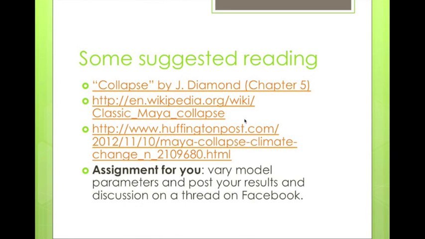Here's some suggested reading. There's chapter 5 in the book Collapse by Jared Diamond, which I think has a very nice portrayal and a little bit of a historical perspective. And there are a couple of other readings that I want you to do that are online. And I have another assignment for you. I want you to look at the Benson model and vary the parameters and see what insights you get. I'd like to see you play with the model, and whatever you come up with, I want to see some postings on our discussion page. It'll be fun, I promise.